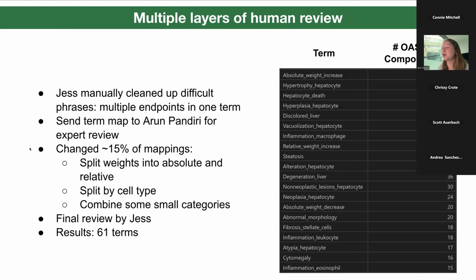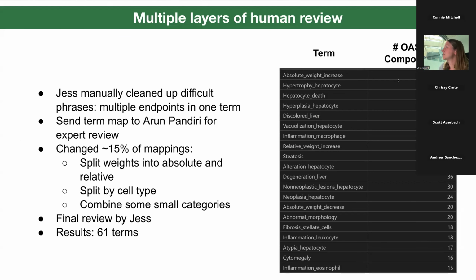I sent my initial term map to other people for expert review. Arun Pandiri helped with this and looked at everything that myself and ChatGPT had done together. He changed maybe 15% of the mappings. Most of these were not really incorrect. It was just that some of these categories could be more informative if they were split into more fine-grained categories. For example, a whole bunch of them he annotated with a specific cell type and split into smaller categories, and then also combined some small categories into groups that he thought were more meaningful together. I did a final review and the result was about 61 terms.